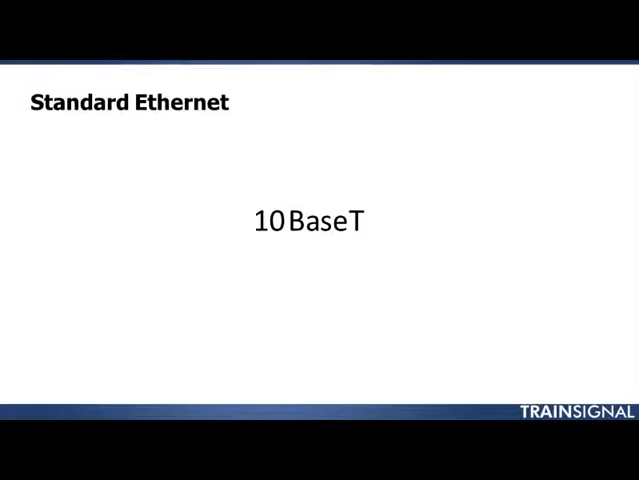So the first one we have here is standard Ethernet, which is commonly represented by just calling it 10BASE-T. Although it looks like I have it written here like it's one word, it's actually three different components that represent standard Ethernet. The first component, the number 10, represents how fast the data would travel on this network. So the 10 is representing that this is a 10 megabit Ethernet network.